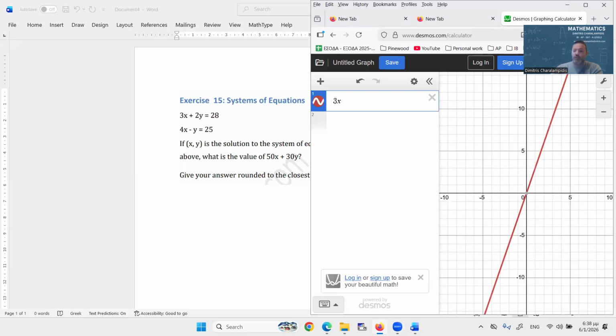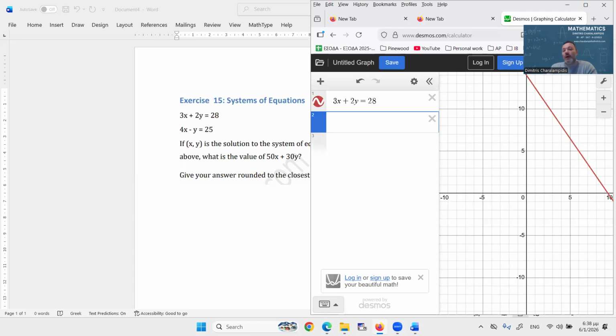In Desmos, we don't have to rearrange anything. We simply plug in the two equations exactly the way they were given. So I applied 3x plus 2y equals 28 on one line, and then on the second line below, 4x minus y equals 25. Solution is the point of intersection. We have it here.